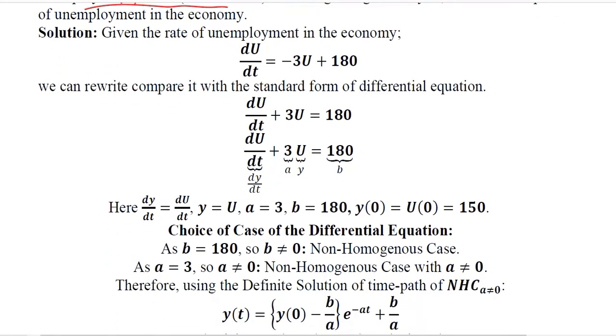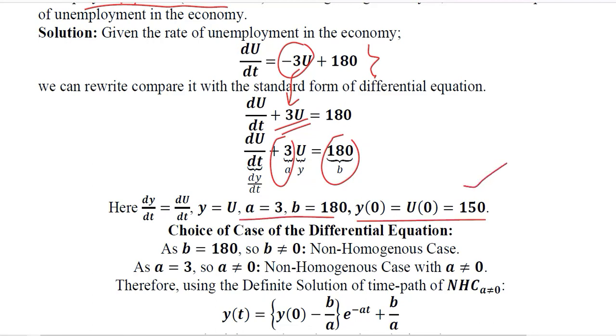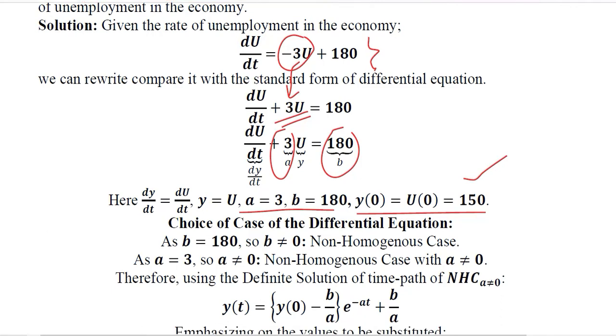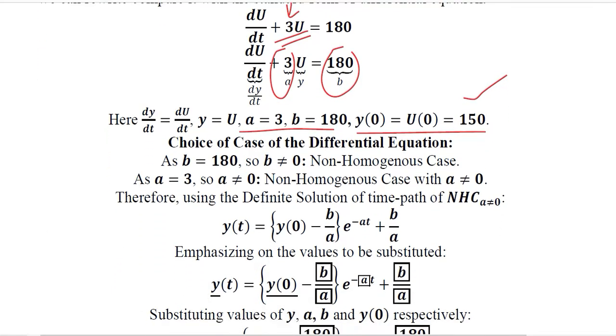So this is the given differential equation that measures the behavior of the rate of change of unemployment over time as the unemployment changes. So we are going to rearrange it just to make it matchable with the standard form where the values of A and B can be extracted, and we have extracted these values. So this is the initial condition that was given in the statement of the problem.